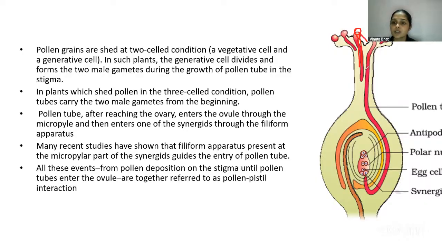During germination, the pollen tube is formed, and this pollen tube grows towards the micropylar end of the embryo sac. The generative cell releases the two male gametes, which reach the micropylar end of the embryo sac.